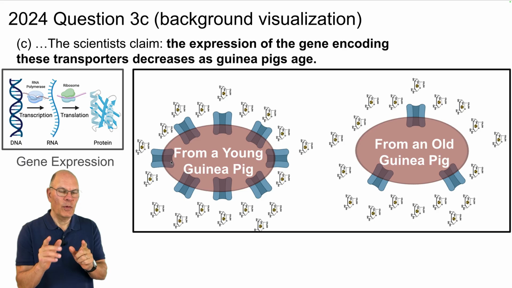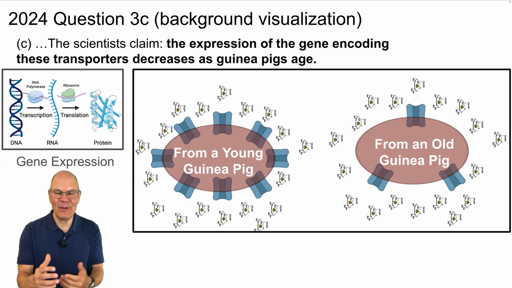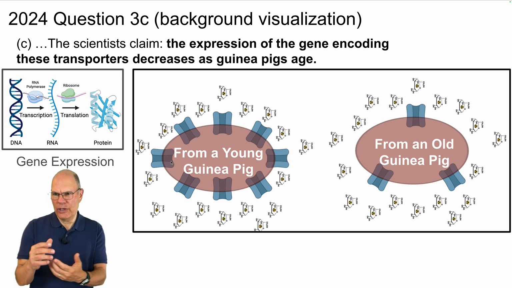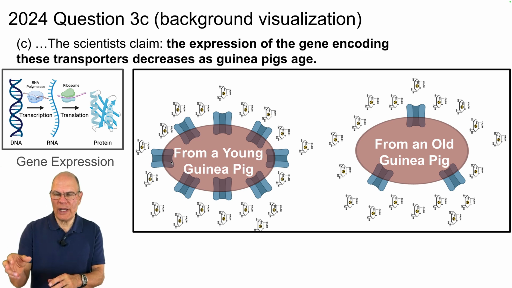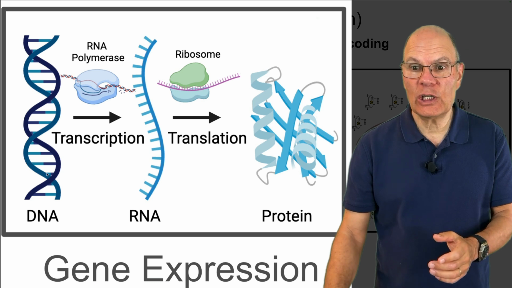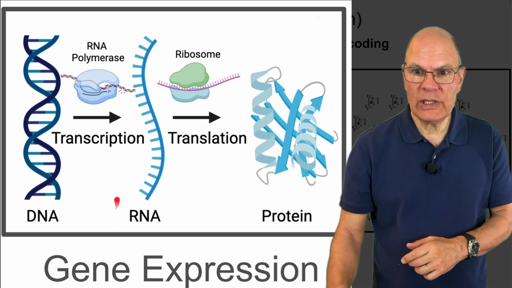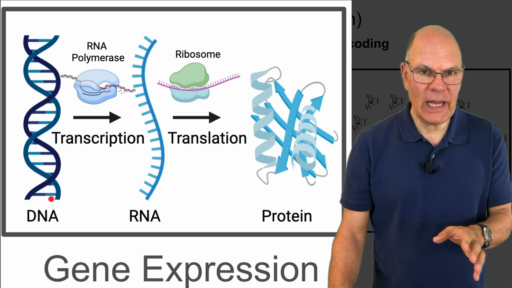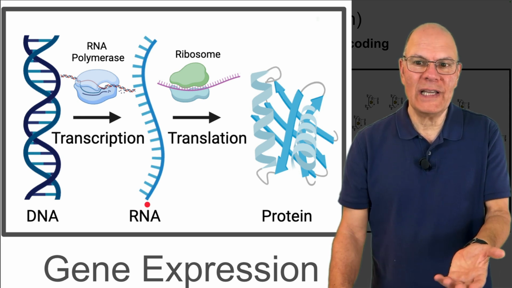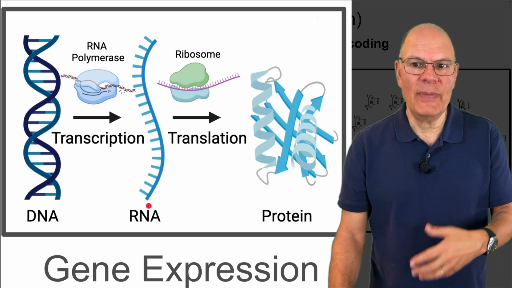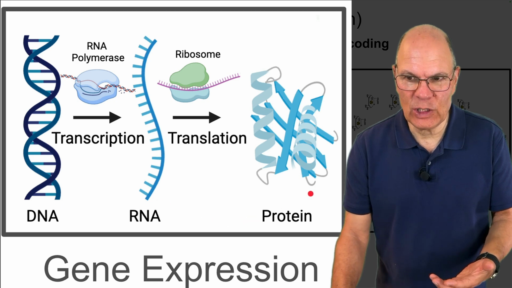Before I show you the answer, let's do some background visualization of what's happening in this question. The scientists claim the expression of the gene encoding these transporters decreases as guinea pigs age. What's gene expression? Gene expression is this over here. It's DNA being transcribed into RNA. That's what always has to happen. And then most of the time, that RNA is going to be translated into protein.